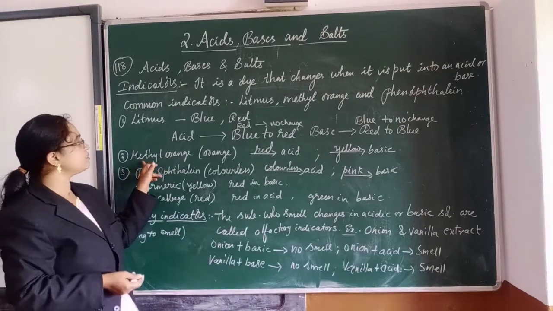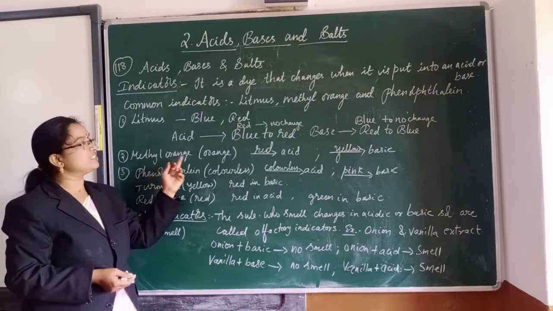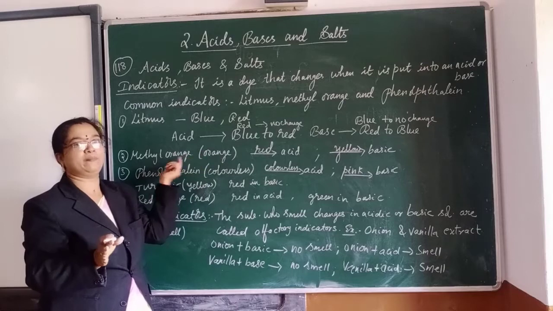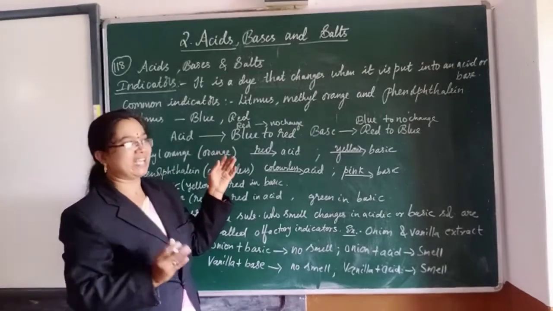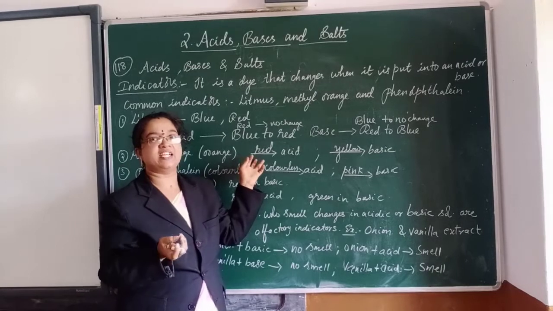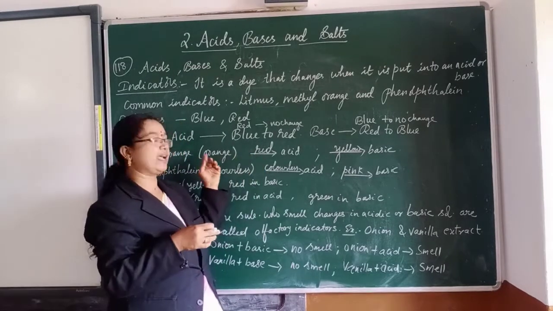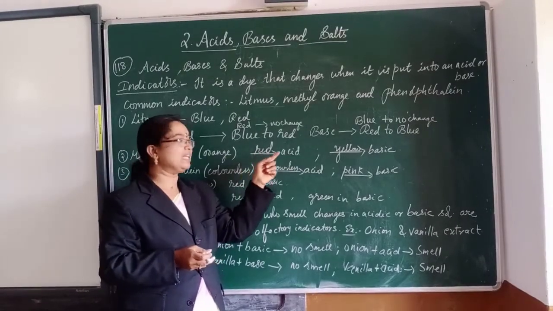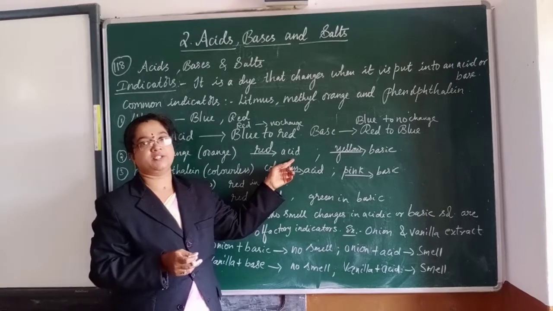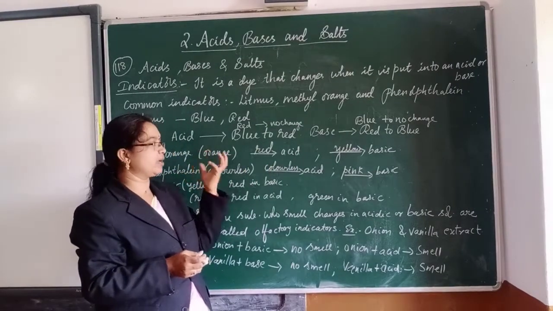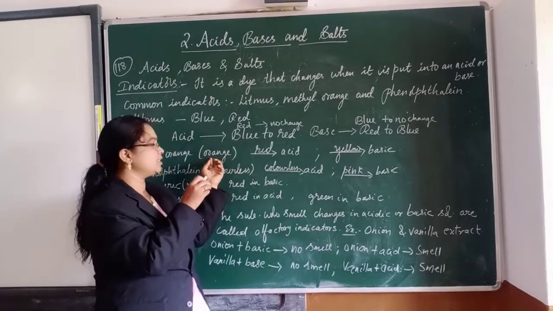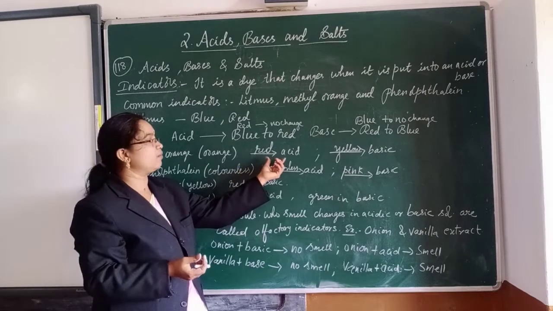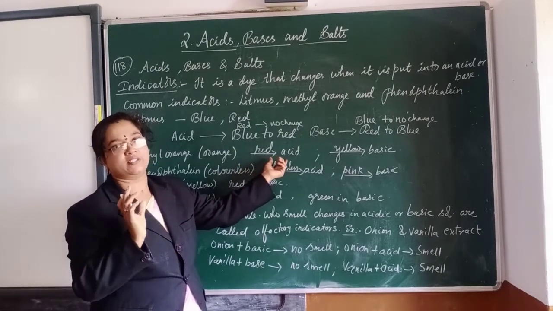Next one is methyl orange. Its general color is orange, as the name itself says. If you take an acid and add 2-3 drops of methyl orange, and that solution changes to red color, then that solution is an acid. If you take a solution and add 3 to 4 drops of methyl orange to it, and it changes to red color, then we consider that the solution is an acid.